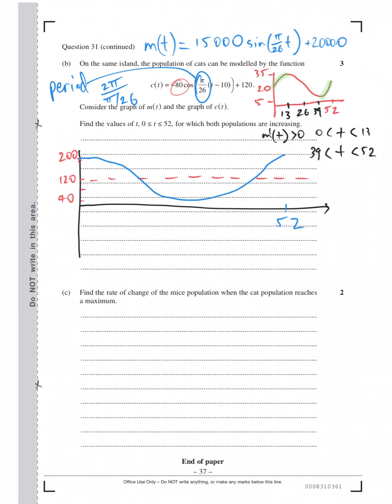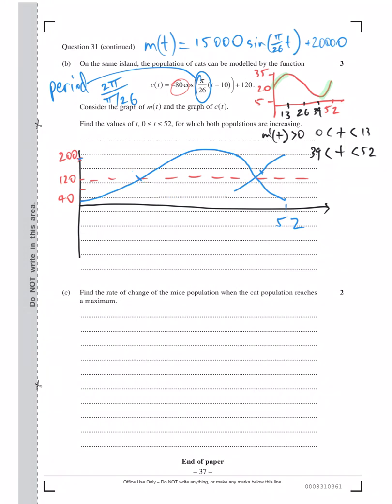But we've got two things that are changing this. First of all, it's a negative. So what it means is this whole function is flipped, so it looks something like that, where it starts at 40 and finishes at 40.